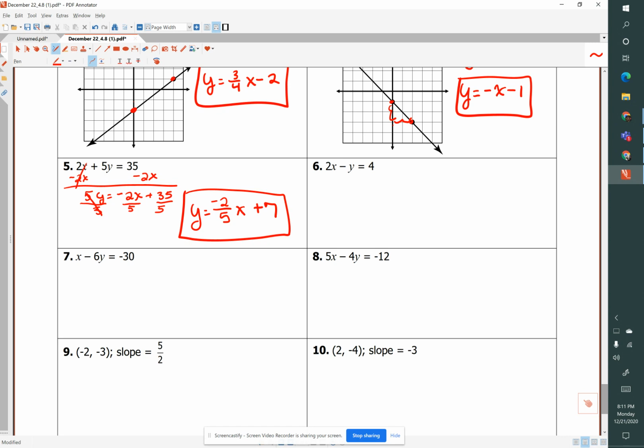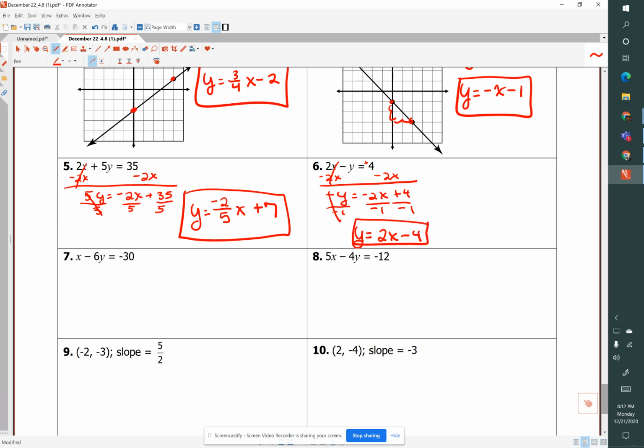Okay, number 6. Let's subtract 2x from each side. And that leaves us with -y equals -2x plus 4. That's an invisible positive sign there in front of the 4. Now, we can't have -y. We need y to be positive. So we'll divide everything by -1, which will basically just change the signs. So we will have y equals 2x minus 4.